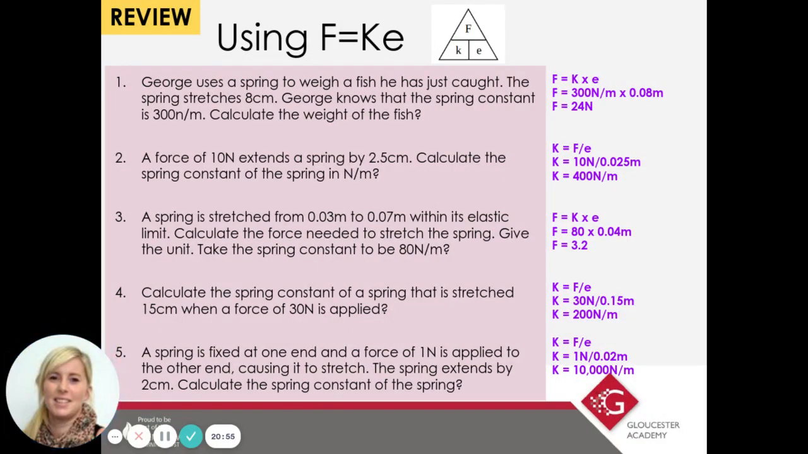And again, you have to convert 2 centimetres into metres by dividing by 100, and you get a final answer of 10,000 newton metres. So that is how you use this equation. And remembering always to put your units, unlike me for number 3. Sorry about that.